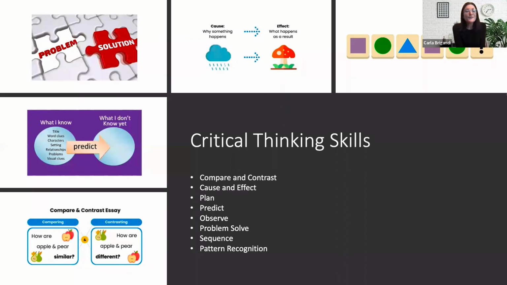There are also some awesome critical thinking skills that we're going to implement, demonstrate, or have students use during our lesson today. They're going to compare and contrast, cause and effect. They're going to plan, predict, new today observation, problem solve, sequence, and recognize patterns.